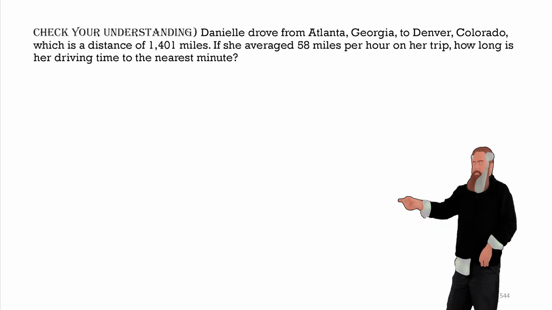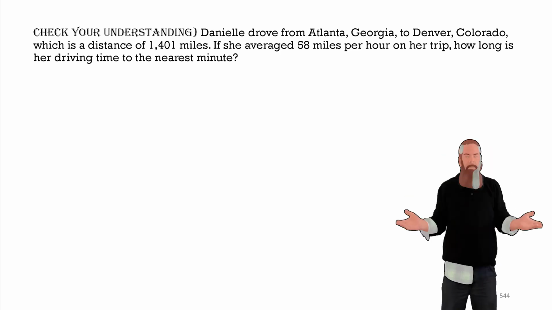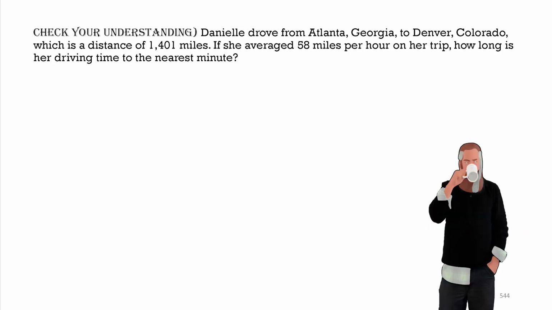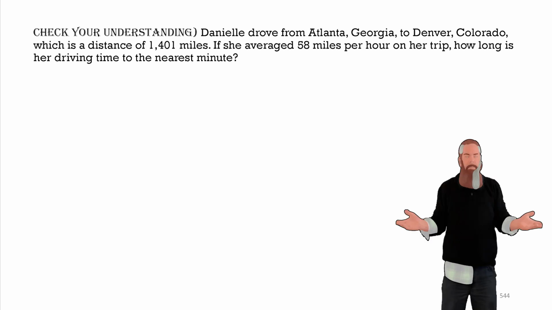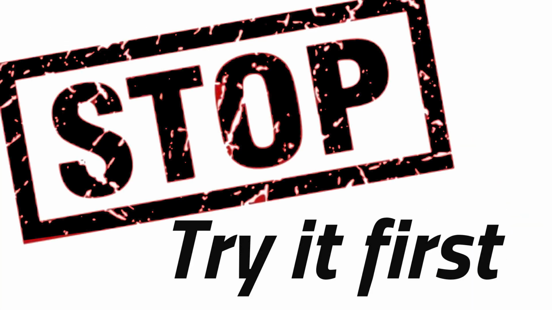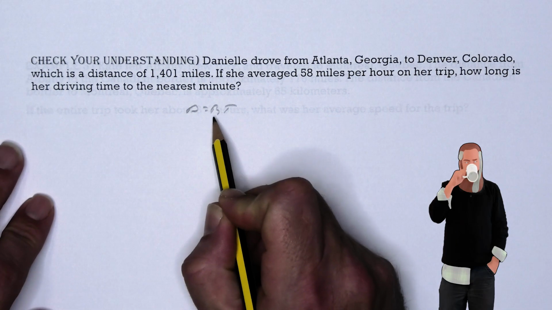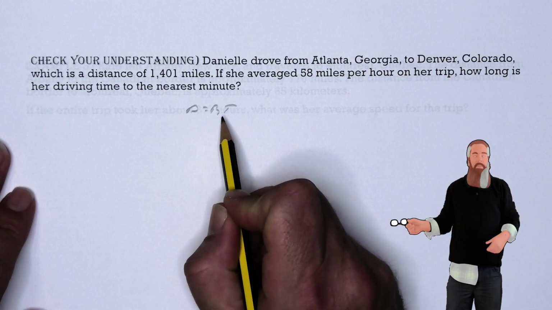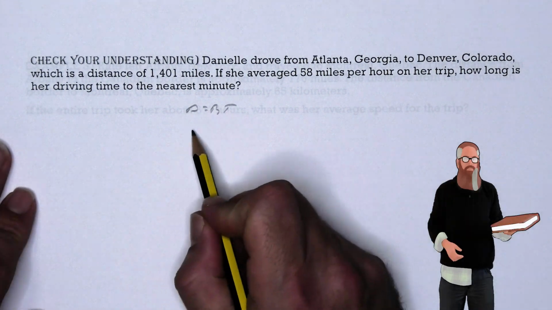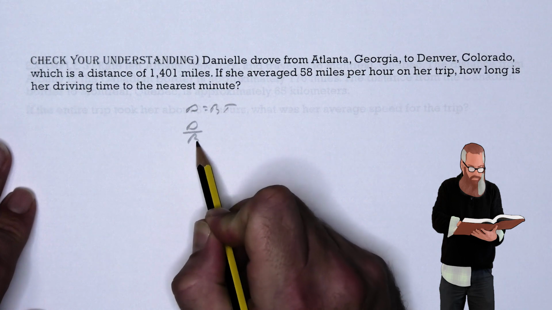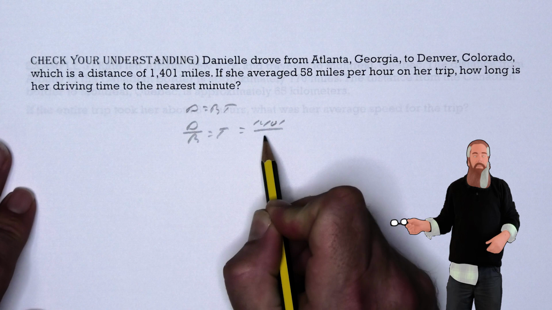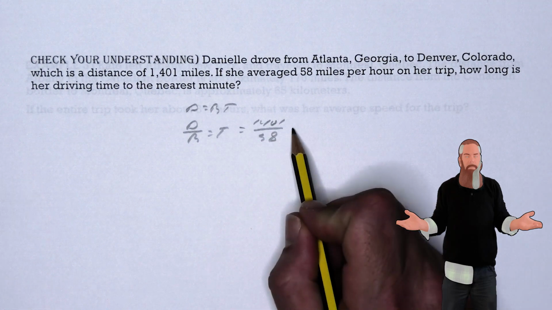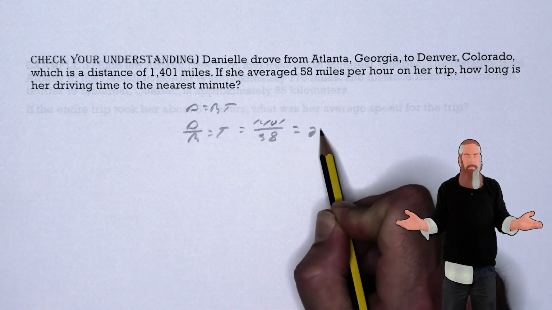Danielle drove from Atlanta, Georgia to Denver, Colorado, which is a distance of 1,401 miles. If she averaged 58 miles per hour on her trip, how long is her driving time to the nearest minute? Now, we start with the distance formula of d is equal to rt, but we want to know what t is, so both sides are divided by r. This means that we have 1401 divided by 58.